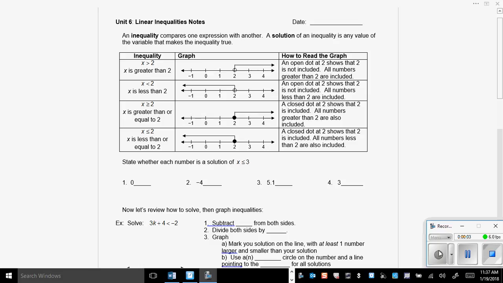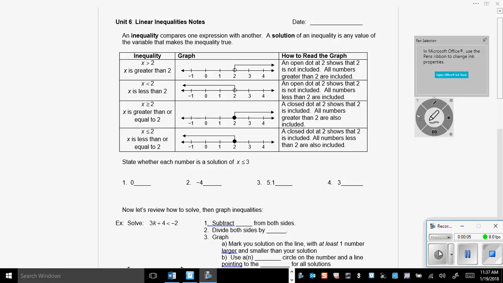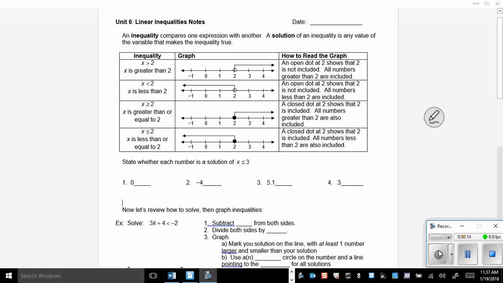Hello, Math World. We are beginning the sixth unit of the year, and it is on linear inequalities. All right, so we are going to just go through the notes. We were not able to go through them during class, so we'll go through the notes now.